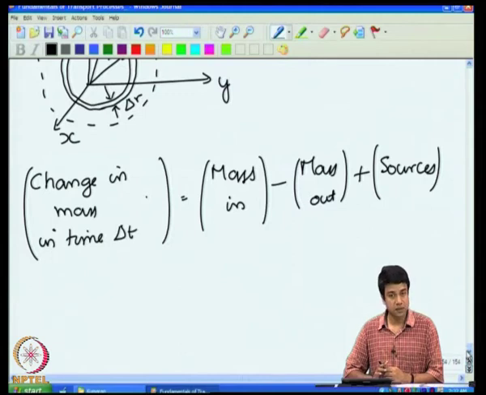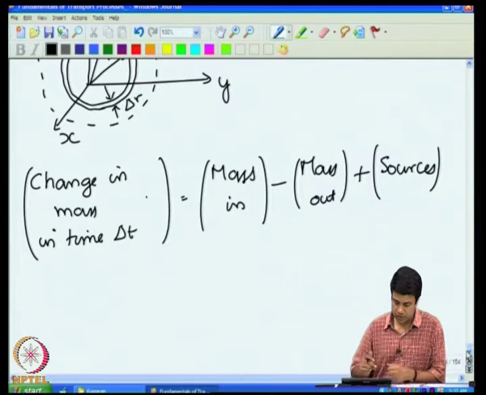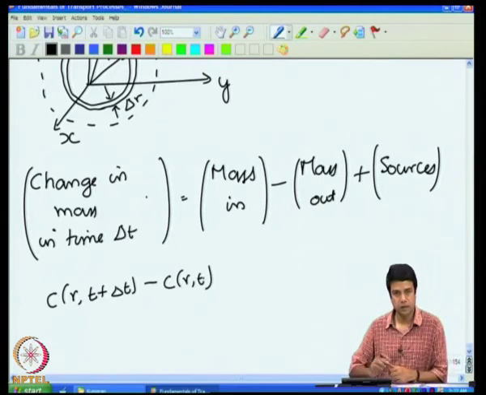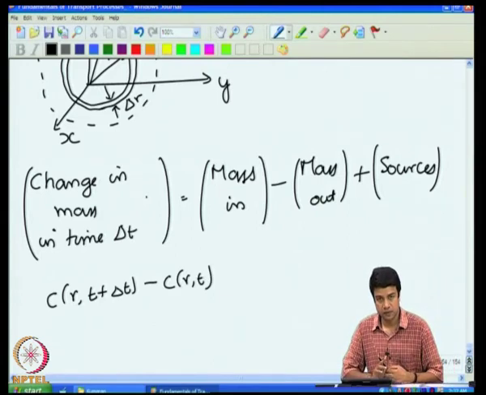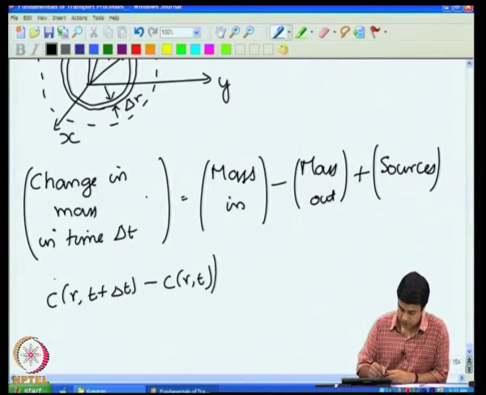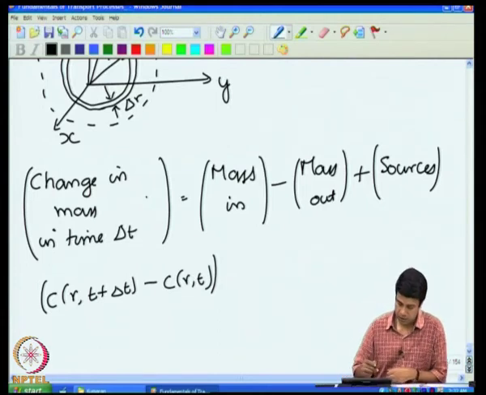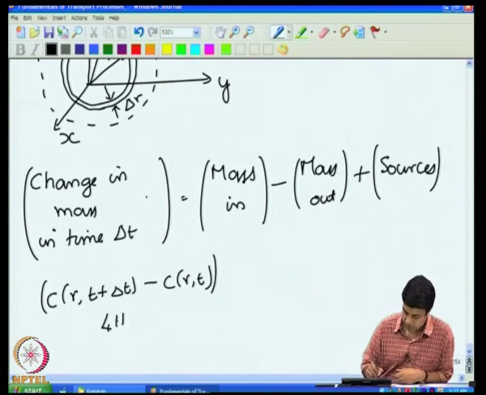So, what is the change in mass in time delta t? The change in mass will be equal to the concentration at r, t plus delta t minus the concentration at r, t. Concentration is mass per unit volume. Therefore, I have to multiply this by the volume of the shell. The volume of the shell is equal to the surface area times the thickness. Surface area is 4 pi r square, thickness delta r. Therefore, the volume of the shell is 4 pi r square delta r.